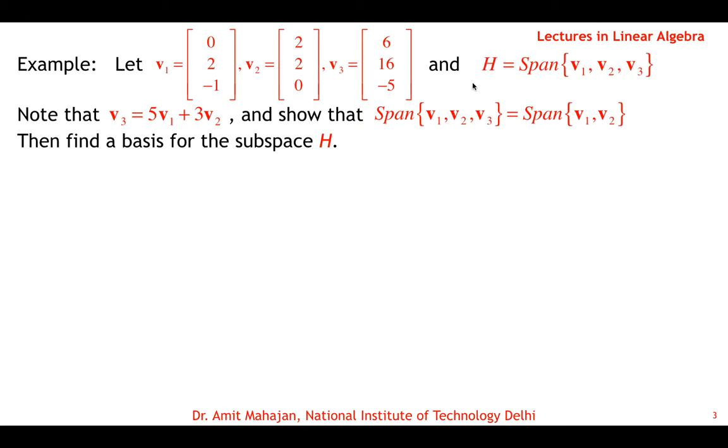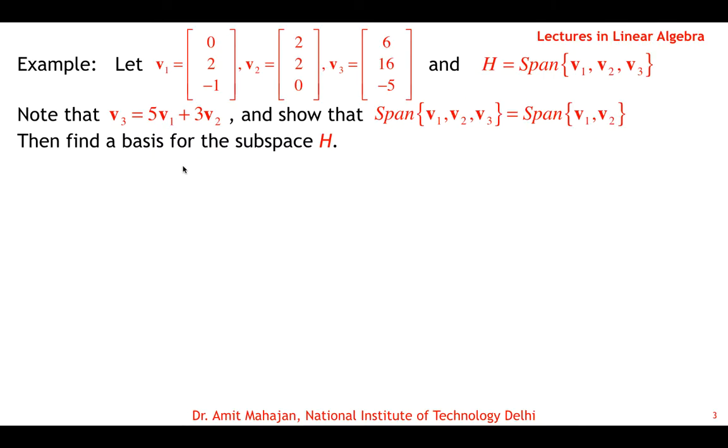Clearly you can see that these three are dependent, because the third vector is a linear combination of the first two. So they span H but they are not independent. But we are going to show that this is true. If you remove the dependent vector, the remaining set of vectors still spans H. And v1, v2 are linearly independent. v2 is not a multiple of v1, v1 is not a multiple of v2, so they are independent and span H. So these two vectors will form a basis for H.